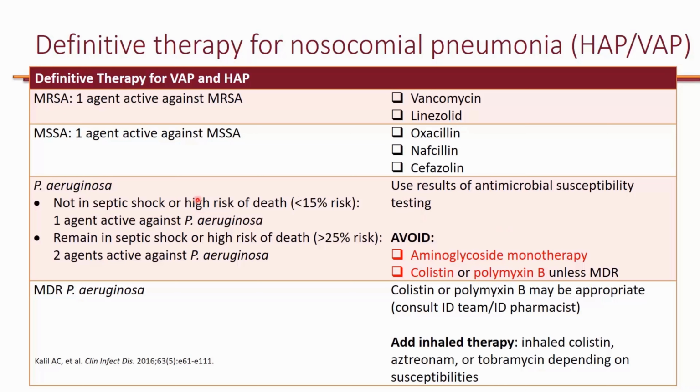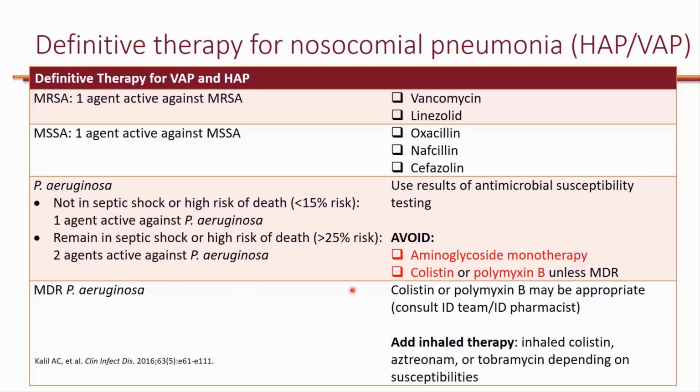Occasionally, you can use 2 agents if the risk of death is high in the patient. For example, septic shock would be an example. So if a patient is still in the ICU on pressors, in order to maintain normal blood pressure, that patient could benefit from 2 agents, even for definitive therapy.